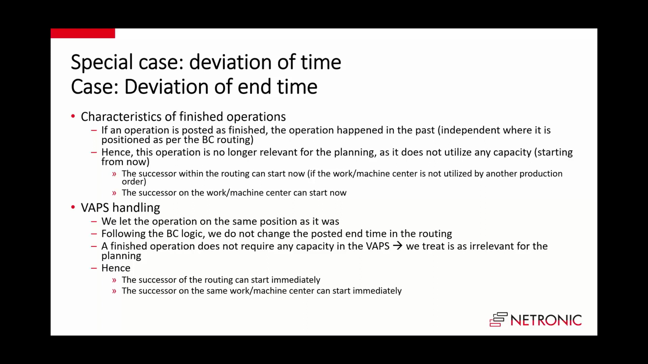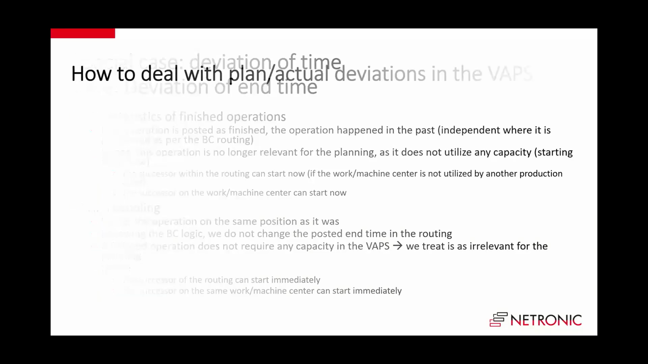We do not update them anymore. We do not update the production or routing lines, but we remove the capacity need from them, and then the successors from the routing and the successors on that machine center can start immediately. And again, going forward, because this will create some interesting optical effects, we thought of removing the finished operations from the plan. This is something we currently discuss, and we'll give you an update later on, maybe over the course of the next quarter.